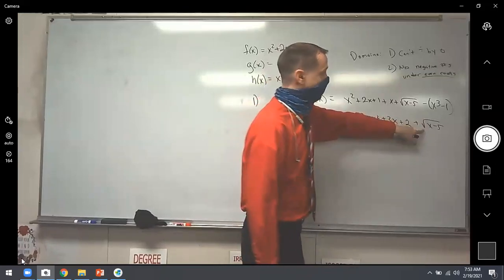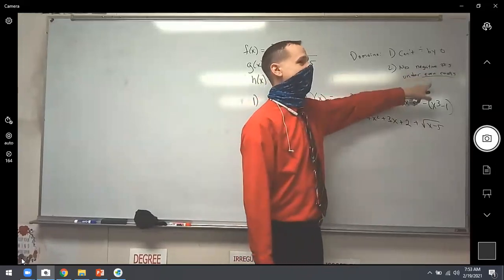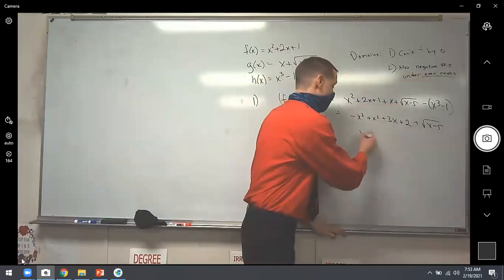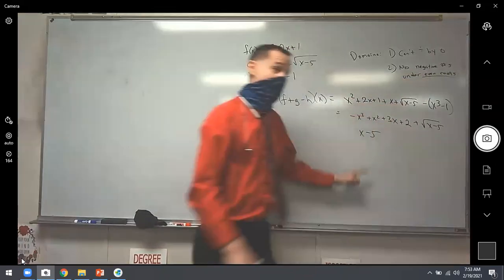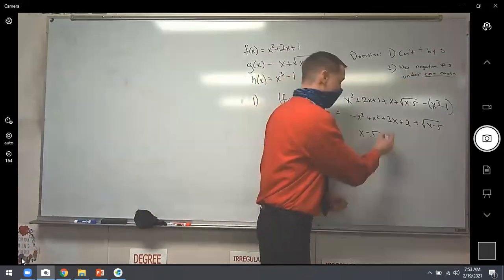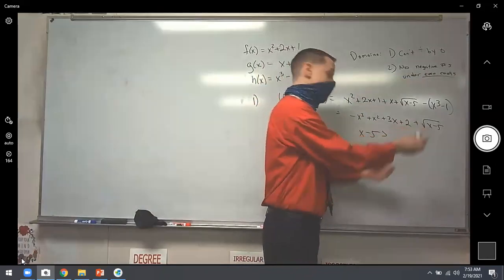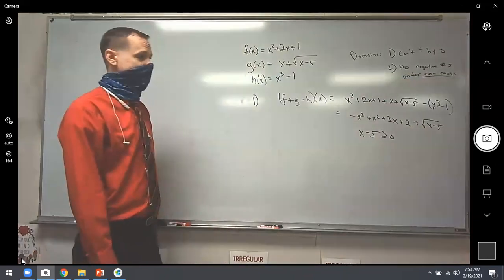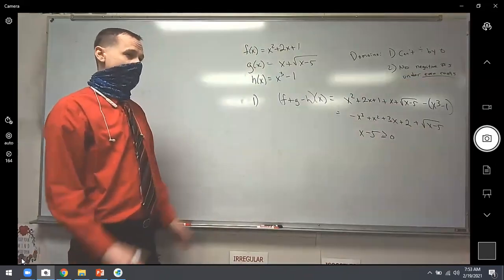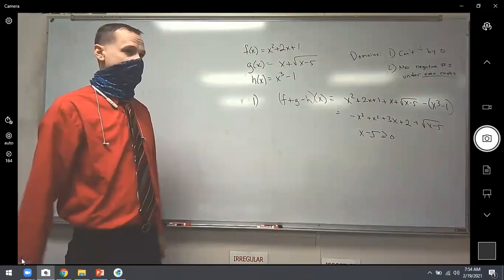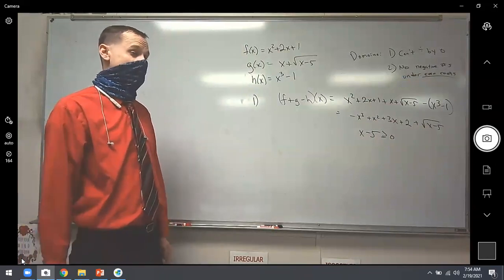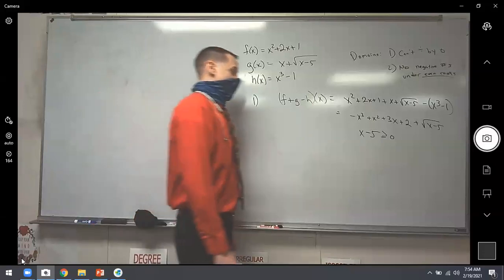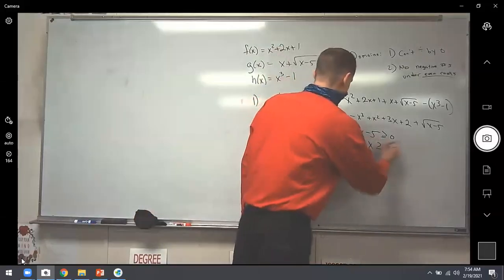So the stuff under it cannot be negative. That means the stuff under it, which is x minus 5, right? Can't be negative, so it could be greater than 0, that's positive, or it could actually equal 0. So that's what you always do. Please write down that inequality right there. If you see an even root, that's what you go do. You set the stuff underneath of it greater than or equal to 0. And that means that x must be greater than or equal to 5.